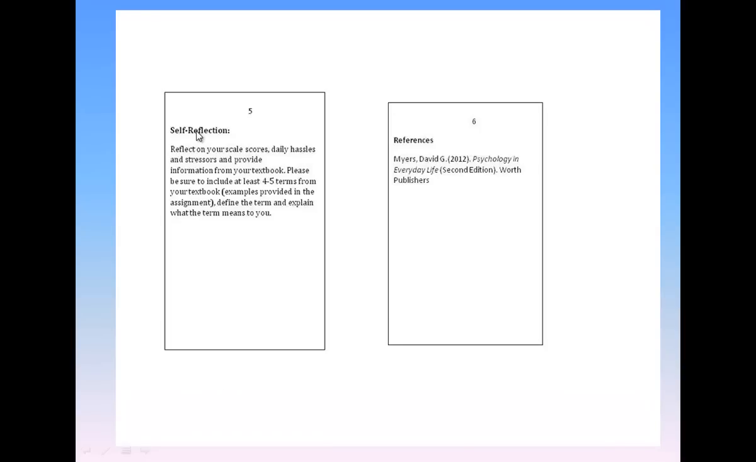Okay, this is the most important part of the assignment. Your self-reflection. Again, use the heading. Reflect on your scale scores, your daily hassles and stressors, and provide information from your textbook. Use at least 4 or 5 terms that I've given you some examples in the assignment itself. Be sure to define the term that you use so that I understand that you fully understand what that term means.